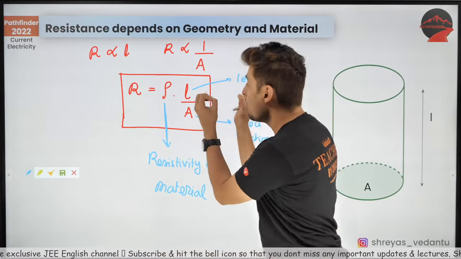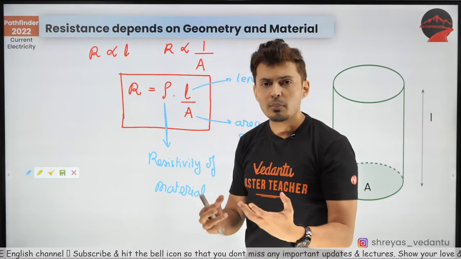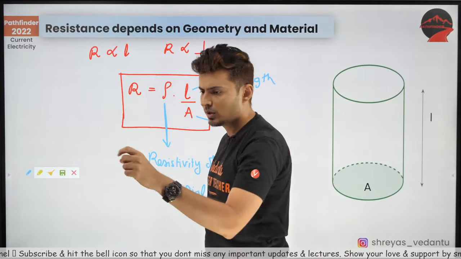Just understand that. Now just think about it. If something has more resistivity, is it a bad conductor or a good conductor? Answer in the chat box.